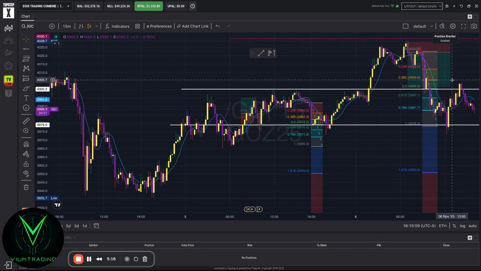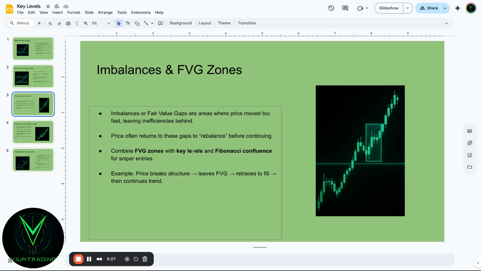So this is a fair value gap where imbalance was made. Imbalance was made in here too as well. Kind of the same. The market tried to come up here, but the sellers pushed it down. So that's fair value gaps and Fibonacci confluences.